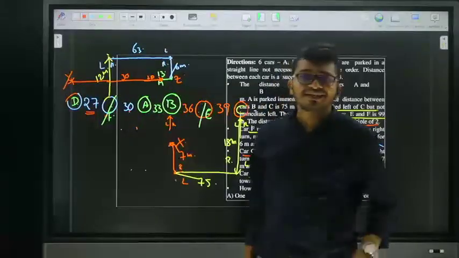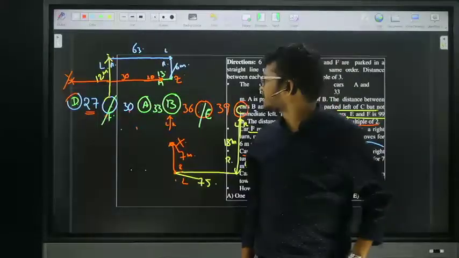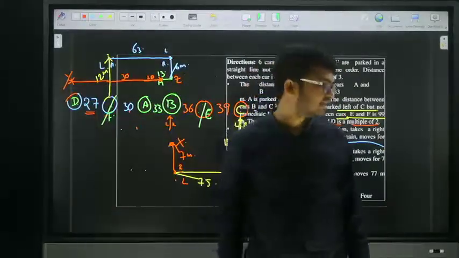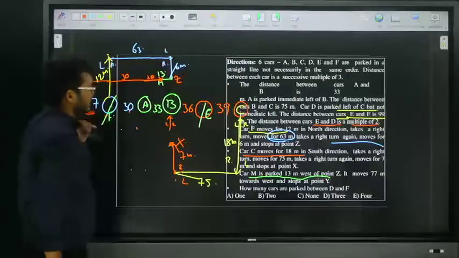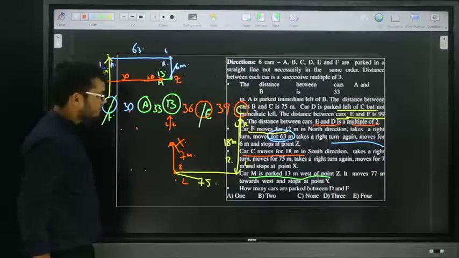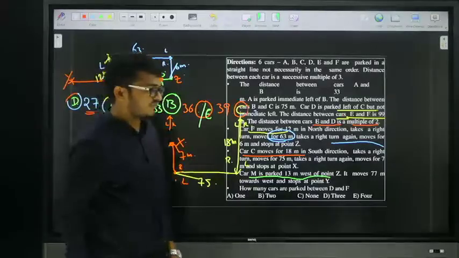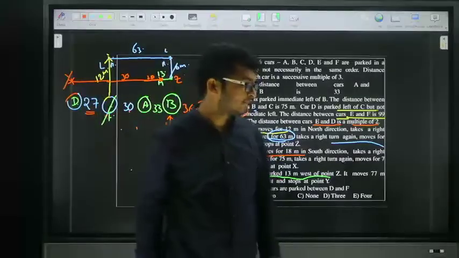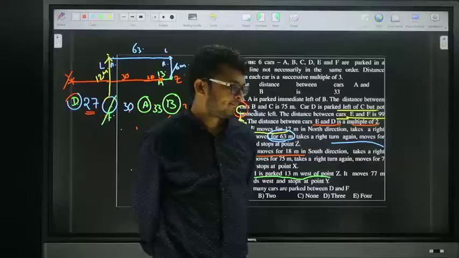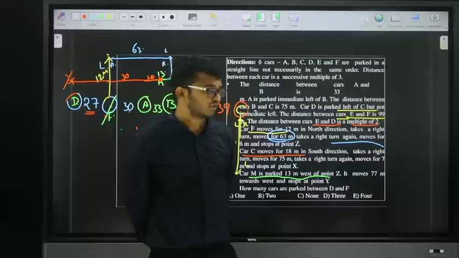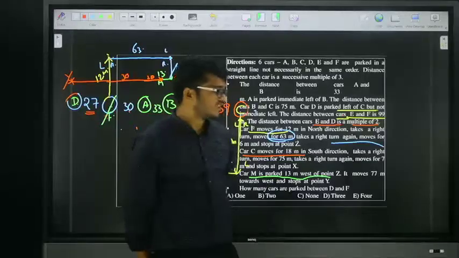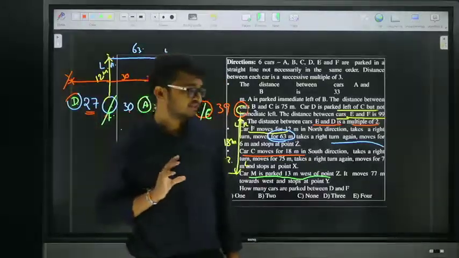What is the distance between car D and point Y? Answer is the distance between car D and point Y. Friends, those who are watching this video, try to give your comment. This model is very, very important.